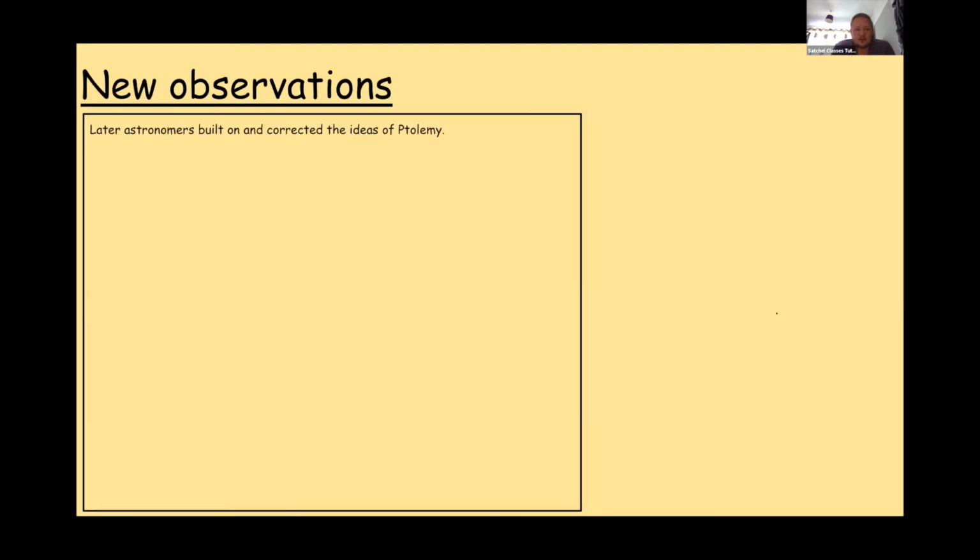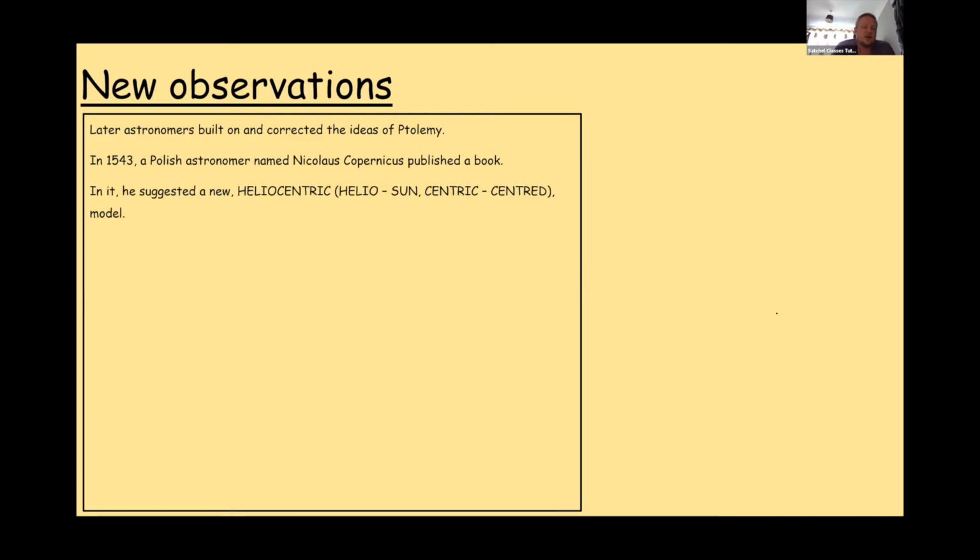Later, astronomers built on and corrected the ideas of Ptolemy. In 1543, there was a Polish astronomer named Nicholas Copernicus, and he published a book, but he was so worried about the impact of what his book was writing that he published it close to the time of his death so as not to kick up a fuss. In it, though, he suggested a new heliocentric model, where helio, to do with the sun, was named after the Greek god of the sun, Helios, and centric again meaning centered, so heliocentric, sun-centered model.